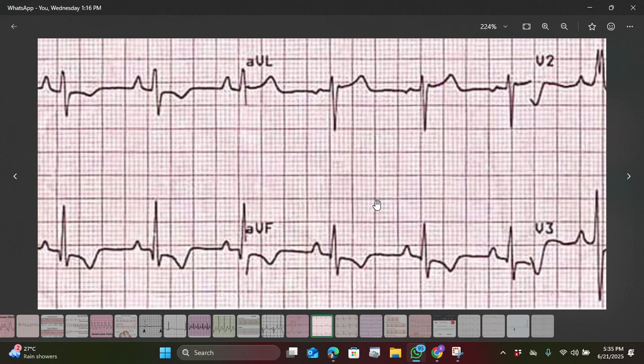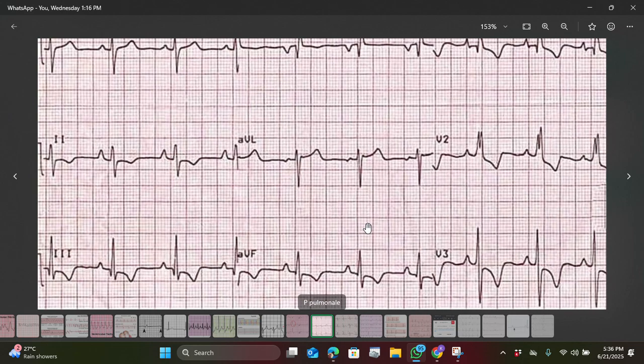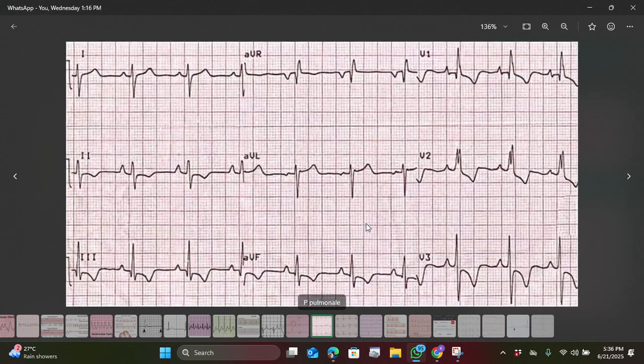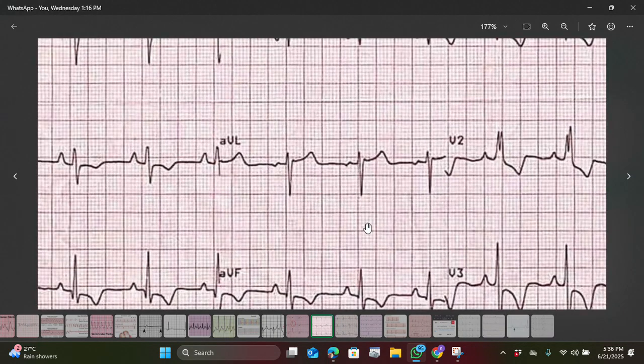Another thing you need to know is that the best lead to look for the P wave is your lead two. The best lead to look for your P wave is what? Lead two. As we continue, I'm going to be telling you the best lead to look for each finding, so that you don't stress yourself looking through all 12 leads. The best lead to look for a P wave is your lead two. PR interval, also lead two.